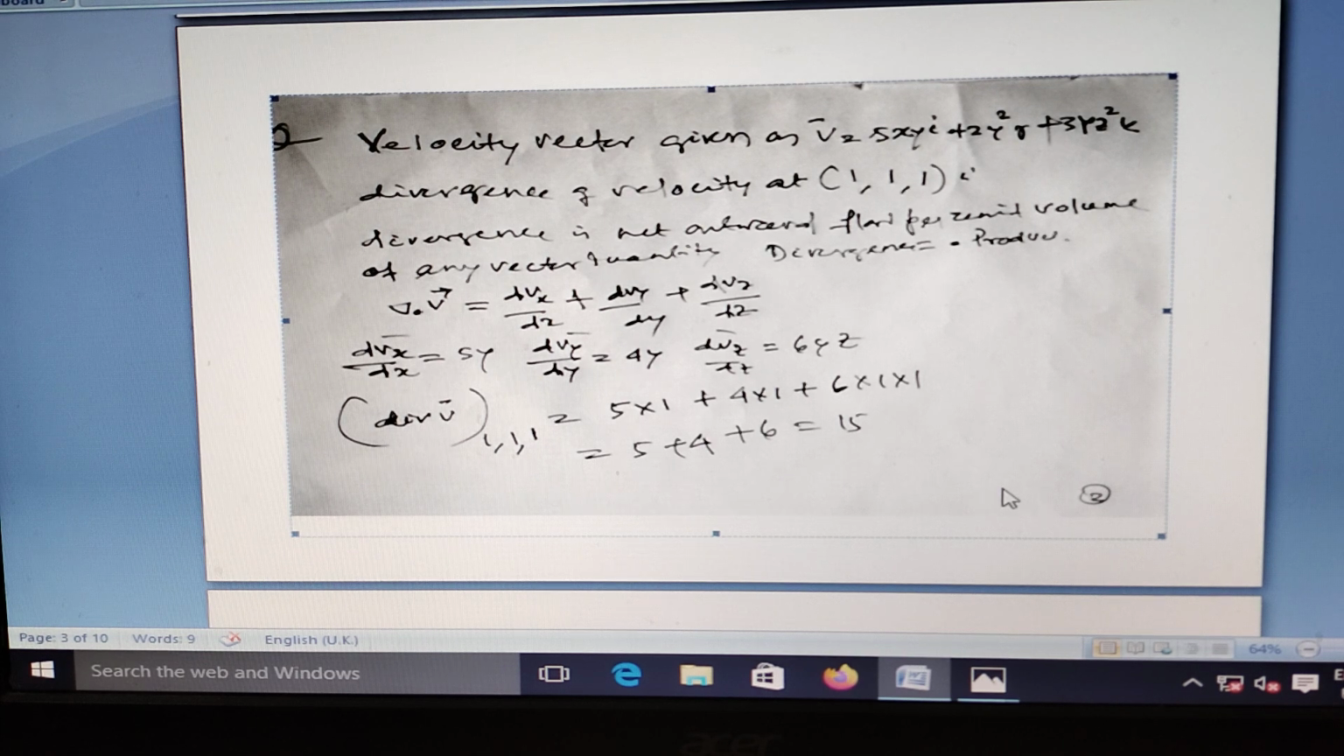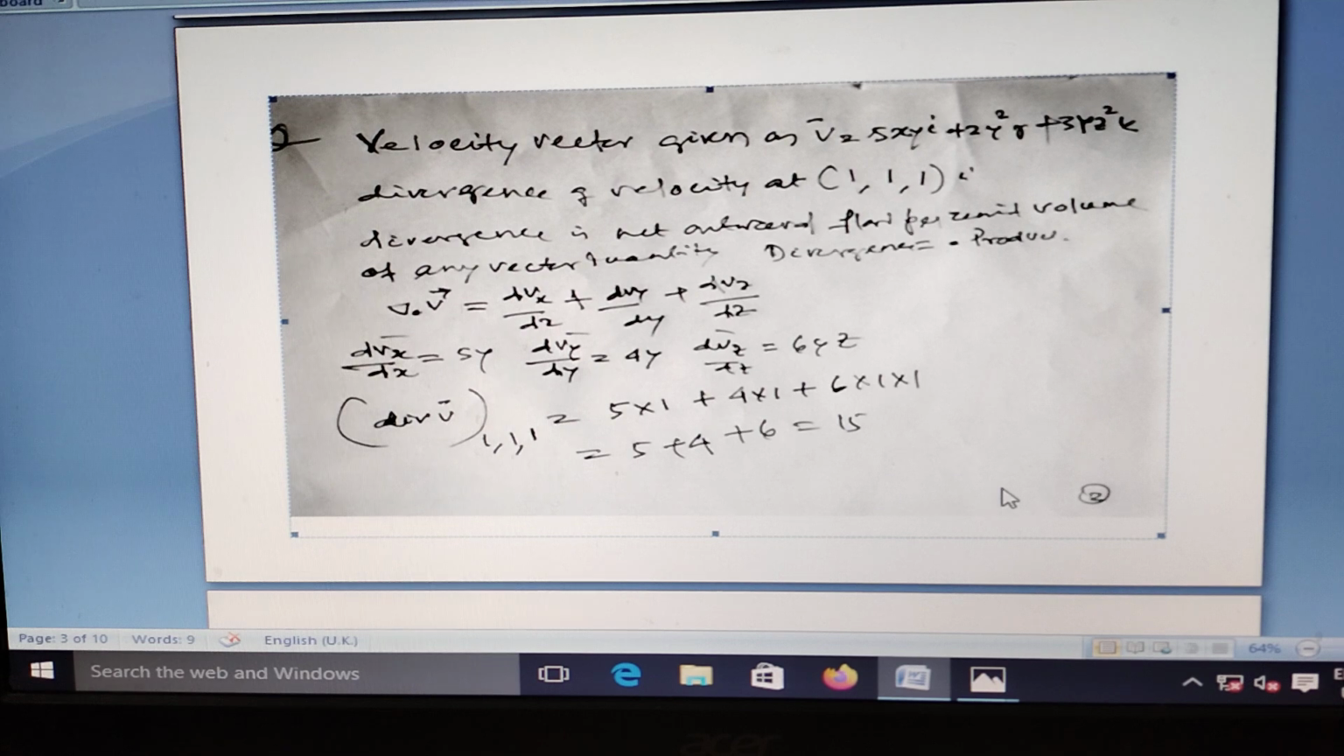Here is the divergence of a vector. The divergence of vector v is the dot product del dot v, equal to dvx by dx plus dvy by dy plus dvz by dz. If you know this, put in the point 1, 1, 1, and it will come 15. Before that, I want to tell something because I do not want to repeat at every stage.